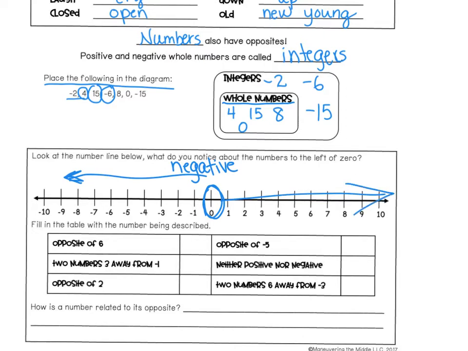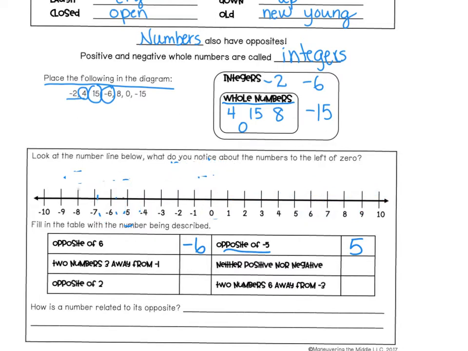Okay, so fill in the table with the number being described: the opposite of 6. The opposite of 6 is -6. The opposite of -5 is +5. Two numbers that are 3 away from -1. I'm going to have to erase some of this that I did here because I'm losing area to show you what I need to show you. All right, so back to the pen.